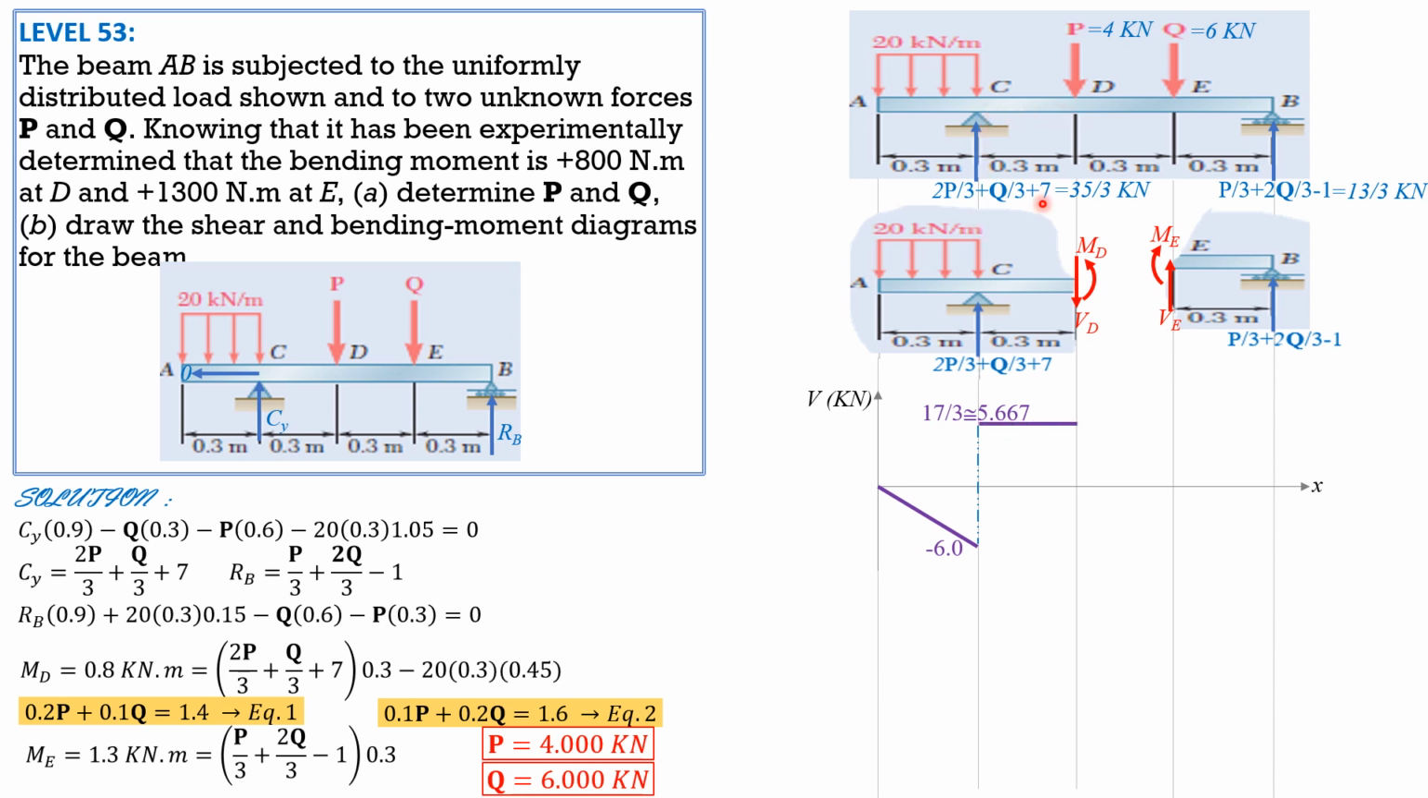Then constant shear in this part. Then minus 4. So we have 5/3 or 1.667 constant between D and E. Then minus 6. We have negative 13 over 3 or negative 4.333. Then constant. Then it closes because of the reaction 13 over 3. So that's the shear diagram. Let's shade it.